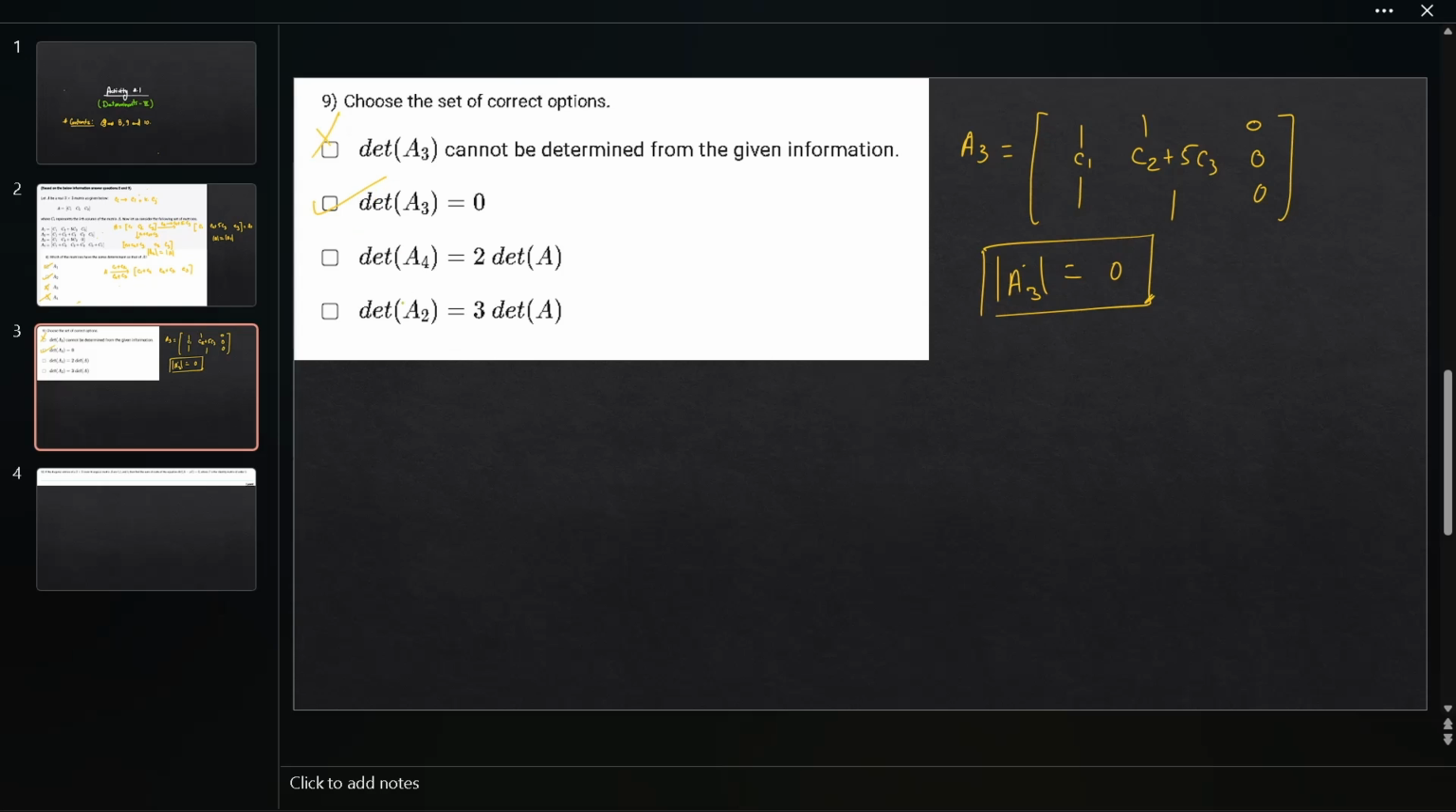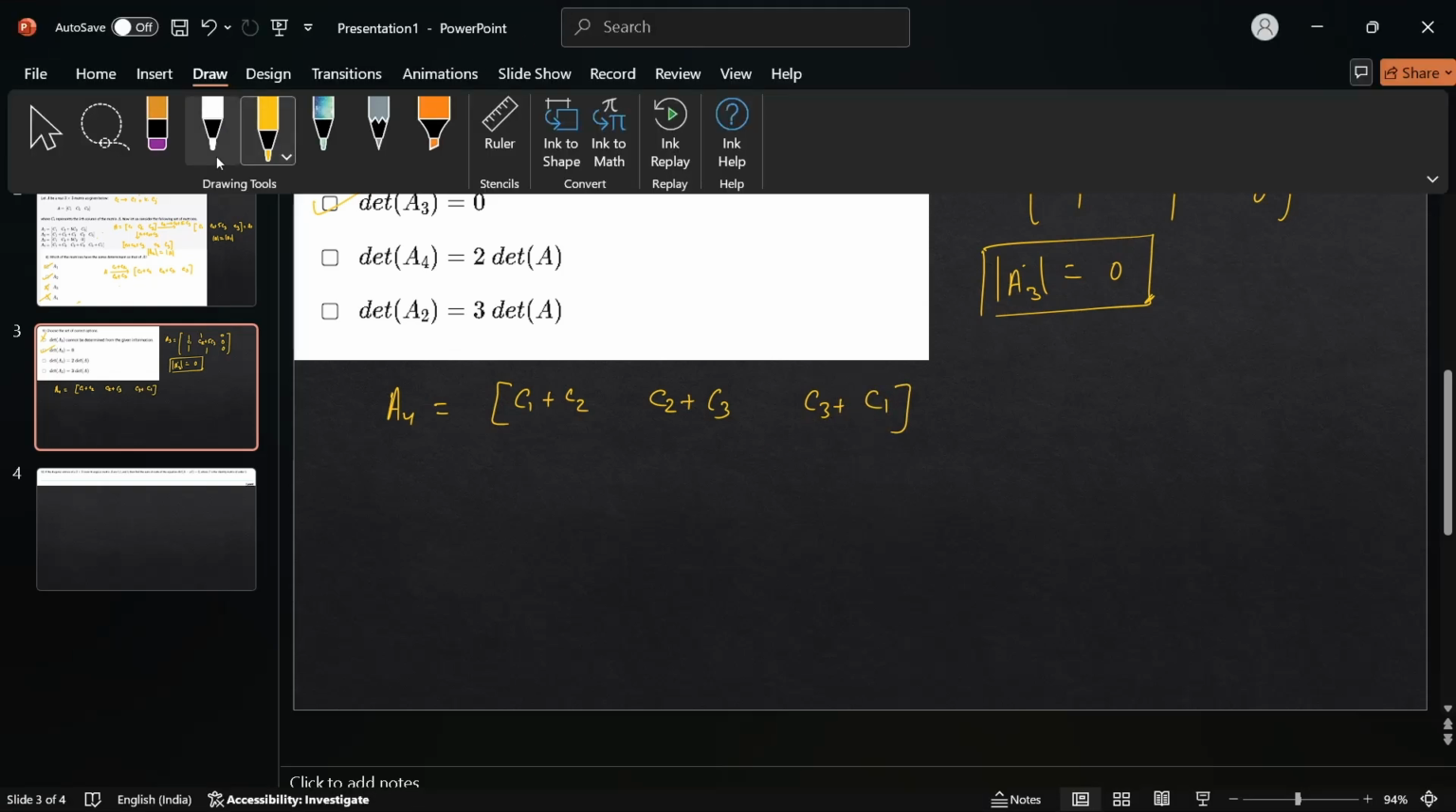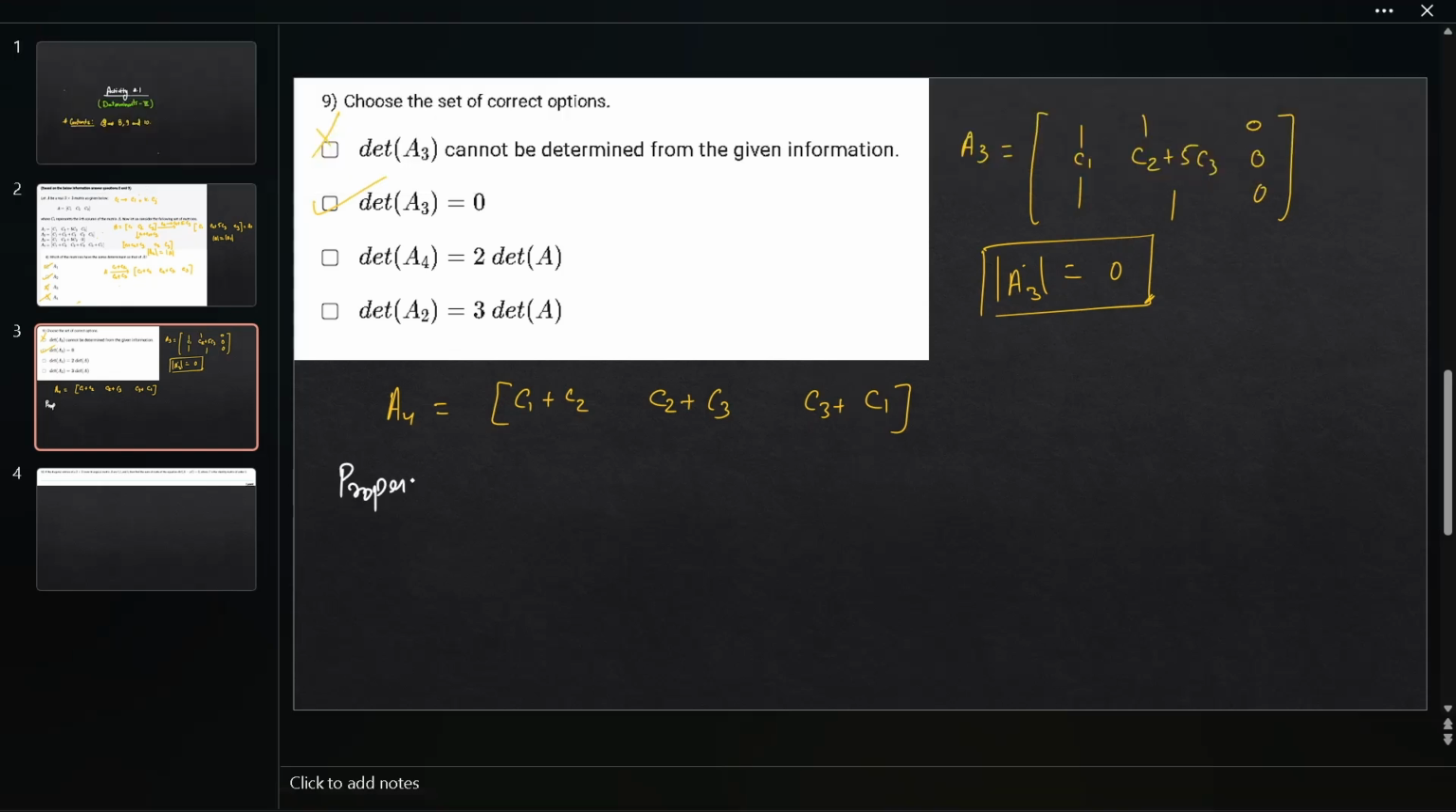Now, moving on to the third option that talks about the determinant of A4. First, let's write what A4 is. A4 is given by C1 plus C2, and then C2 plus C3, and then C3 plus C1. Before we delve into this question, there is one property that you need to keep in mind, and I'm writing the property over here.